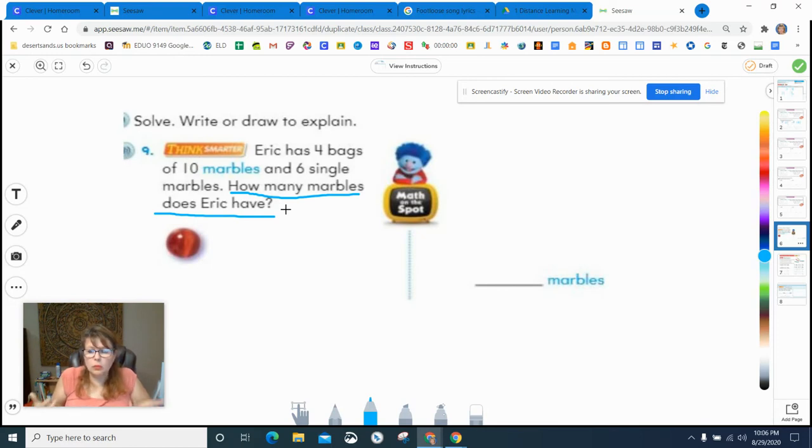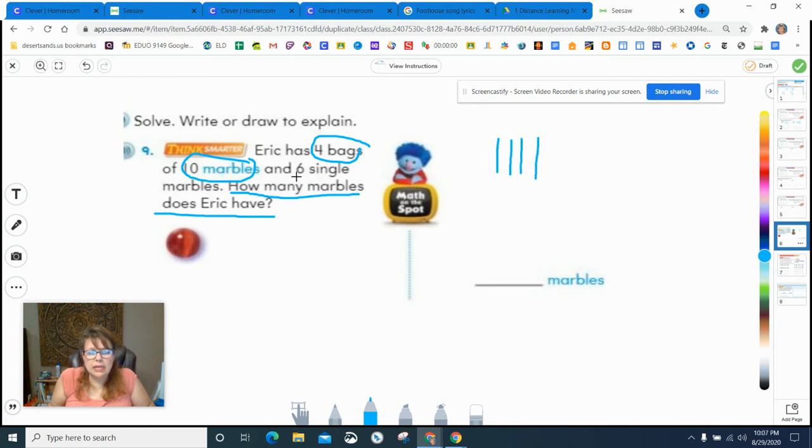Now, what do I know? What did the story tell me? The story told me that Eric has 4 bags of 10 marbles. Now, I'm not going to draw bags because it's more complicated, but I already know how to draw tens in blocks. So if I have 4 bags of 10 marbles, that means each bag has 10. So I'm going to draw 4 tens. 1 ten, 2 tens, 3 tens, 4 tens.